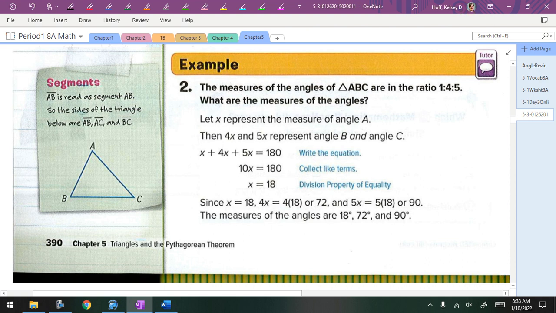So x plus 90. Just leave what you have right there. You'll be okay. We'll come back to it.